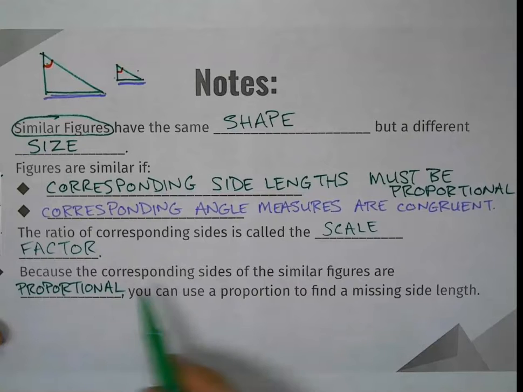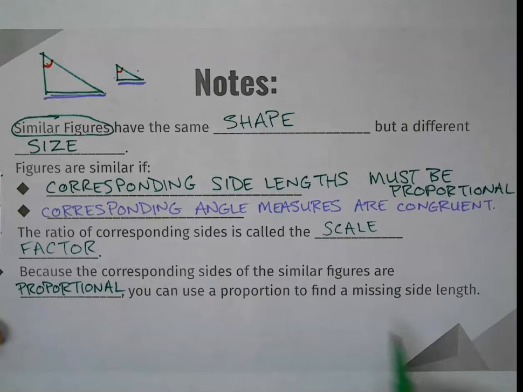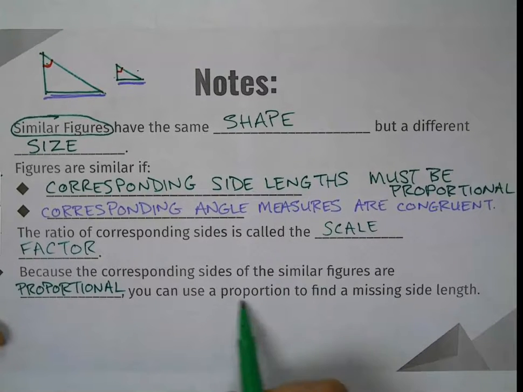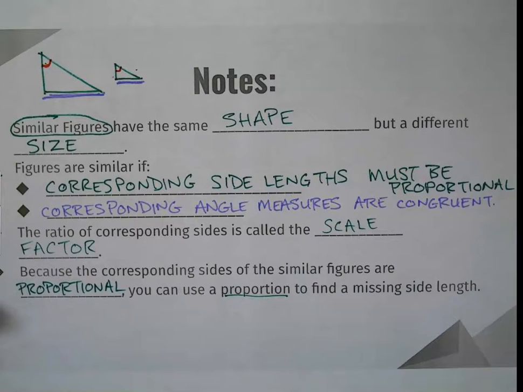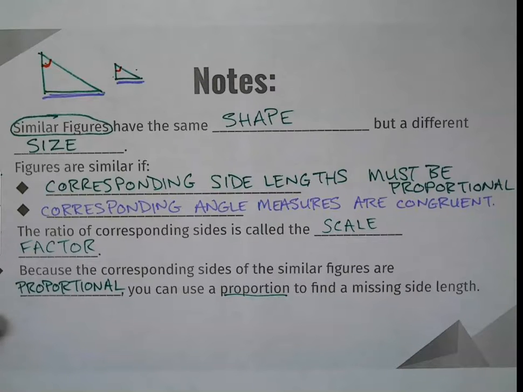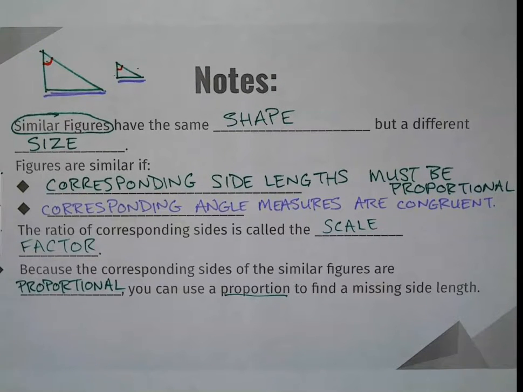Because the corresponding sides of the similar figures are proportional, you can use a proportion to find a missing side length. Okay, proportions, we are still using them, and this is another type of problem that you can use proportions with. So let's go on to our examples.